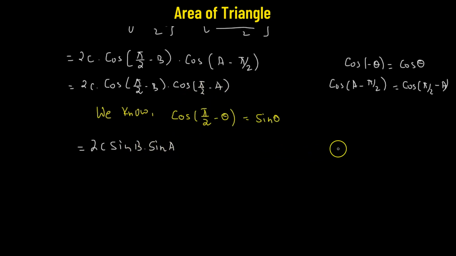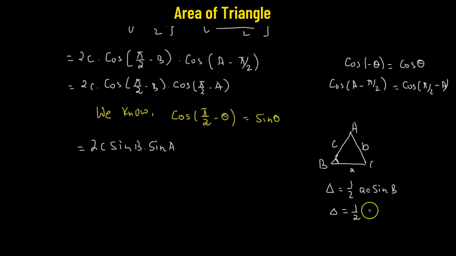Fine. Now, we know that in any triangle ABC, with sides opposite to angles A, B, C represented by a, b, c respectively, the area of the triangle is given by half times a c times sine B. And the area of the triangle can also be given by half times b c times sine A. So from these two formulas, we can find the value of sine A and sine B. So that means we're going to get 2c multiplied by, in place of sine B, 2 times delta divided by a c, and in place of sine A, 2 times delta divided by b c.